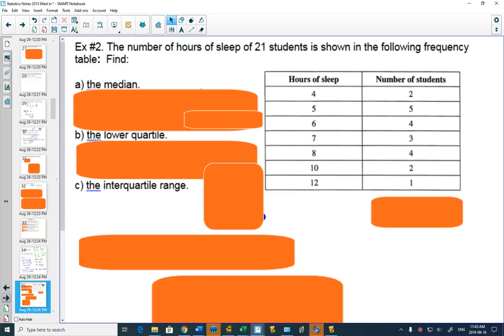All right, I'd like you to try example 2 and 3 on your own. I'll put up the answers in a bit.